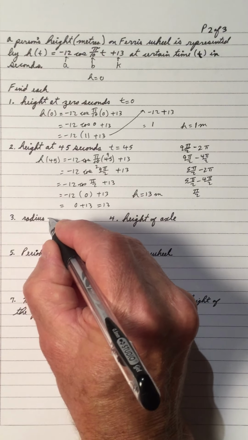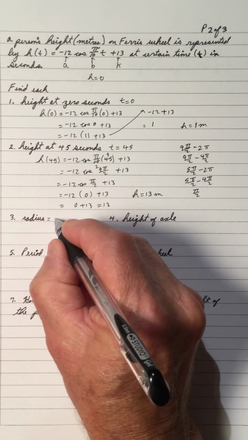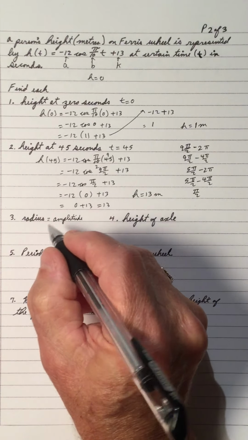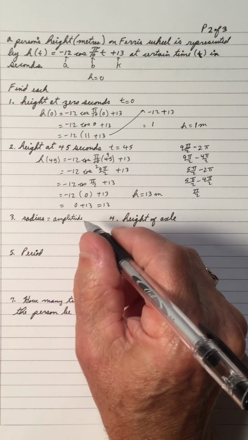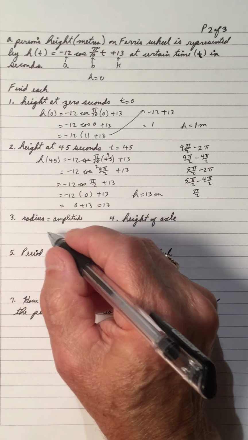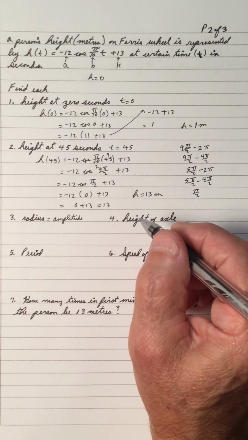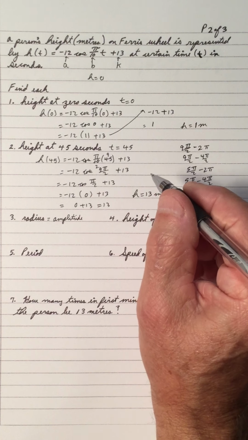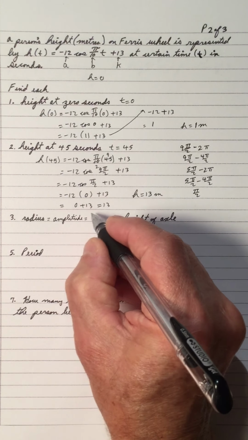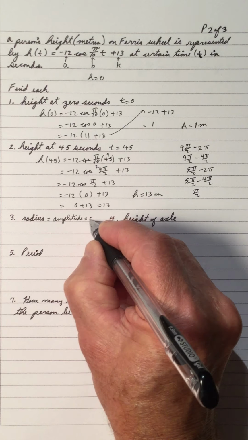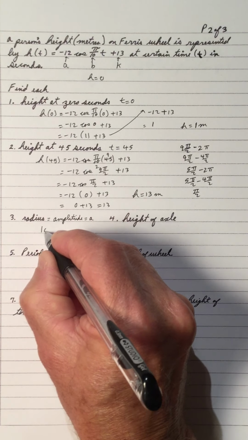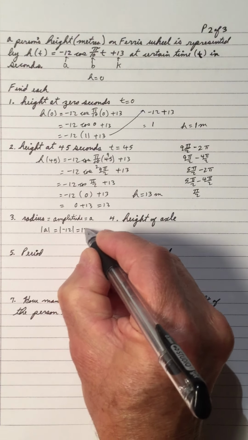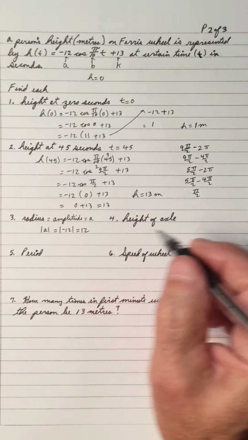Now it asks, what's the radius? Well, the radius is the amplitude. Because the amplitude is what keeps changing up, same as the radius. As the circle rotates, it moves up and down the radius. So the amplitude and the radius is the A, and so it's the absolute value of A. So A is negative 12. So the amplitude, the radius of the circle, is 12.